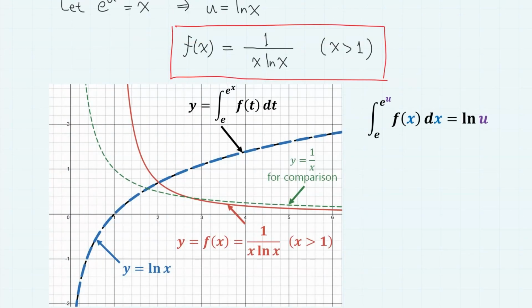So this time we have the integral of a decreasing function like y equals 1 over x. However, our function f(x) has an additional ln x in the denominator, so it decreases faster compared to y equals 1 over x. That's why even if the interval of integration grows exponentially, we only have a logarithmic function as the result of the integral.